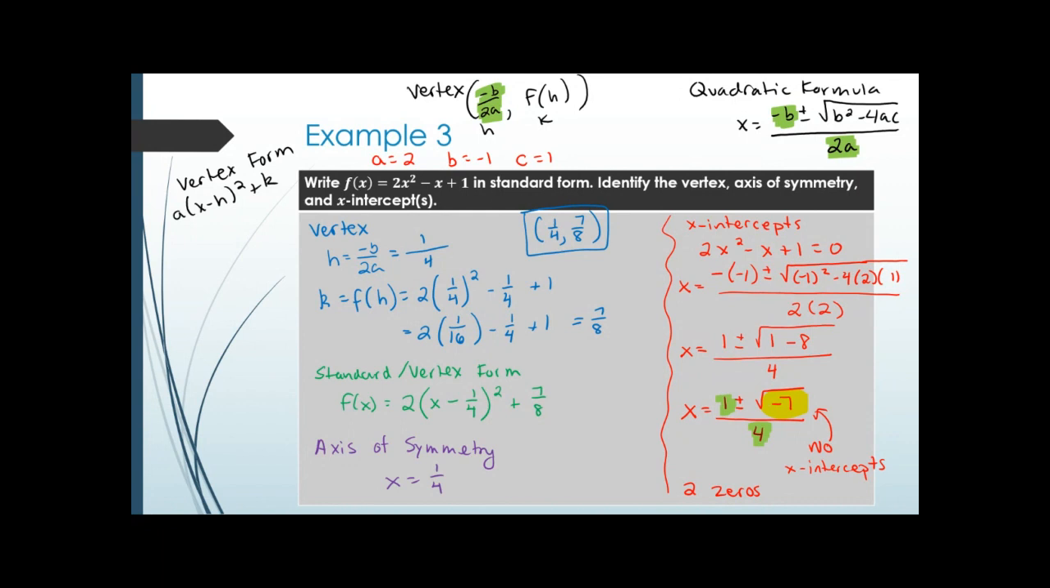So let's see, I go back to the question, make sure I've done everything. Put it in standard form, I found the vertex, I found the axis of symmetry, and I found that there are no x-intercepts. And I can confirm all of this with graphing. Before I do so, do you guys have any questions?